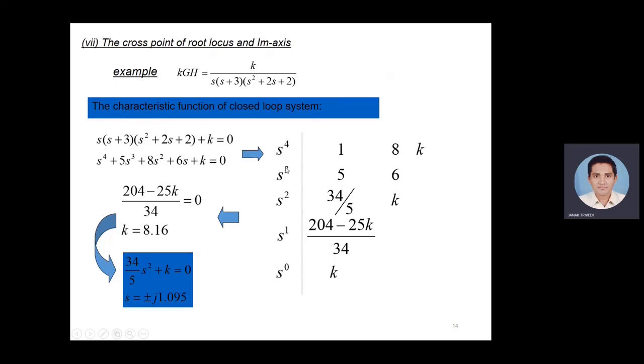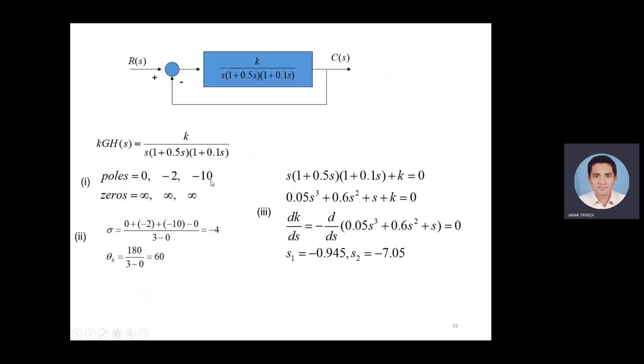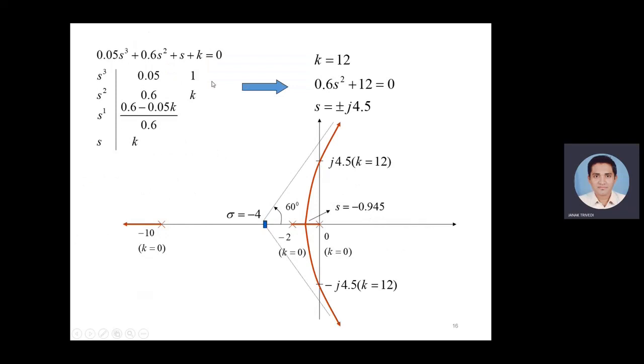So s4, s3, s2, s1, and s0. Similarly, you put the different values and get the poles and zeros and the dK by ds solution with s1 and s2. After solving all this mathematical work, you get the value of K equal to 12. And this is the plot for the given function. Here two poles are there, here three poles are there. So you find that 3 zeros are at infinity, and here two poles are there, so one breakpoint is there.